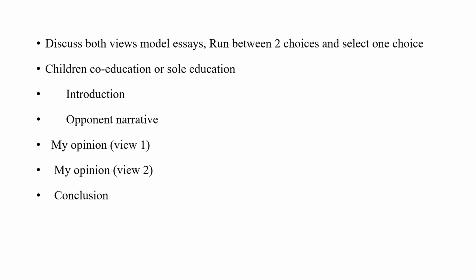So, the discuss both views model essay. It runs between two choices and you need to select one choice. For instance, if co-education is good, or according to you, single-sex education is good, you need to write this type of essay in 4 to 5 different paragraphs. First you need to mention the introduction, then the opponent narrative, and then my opinion, opinion 1, opinion 2, or you can say viewpoint 1, viewpoint 2.